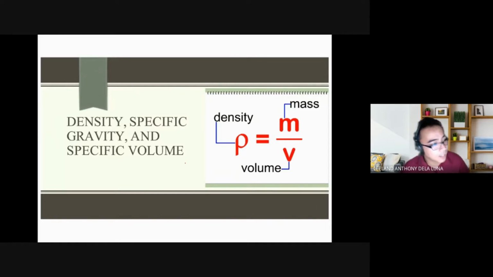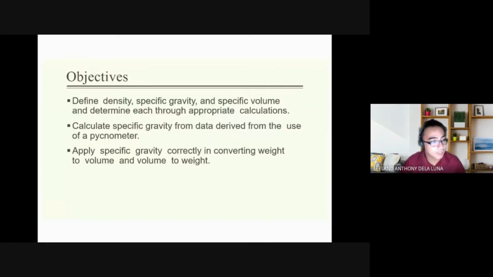So for today, our discussion will be all about Module 2, which is all about density, specific gravity, and specific volume. Based on our syllabus, this will be our lecture for the day. Our objectives are simply to define density, specific gravity, and specific volume, and then determine each through appropriate calculations. I'll be teaching you how we are going to compute for density, specific gravity, and specific volume. But I'm guessing, class, this is something that you are already familiar with. At least this will be a recap of what you have learned.